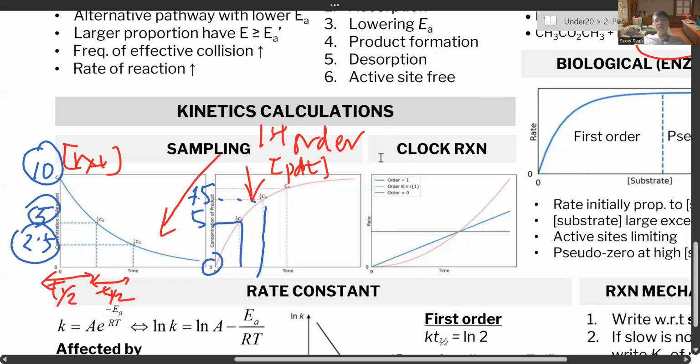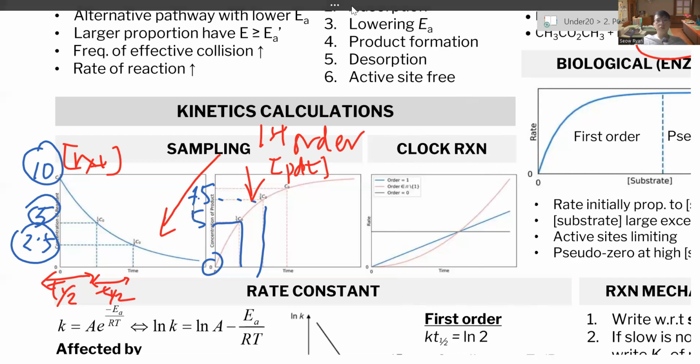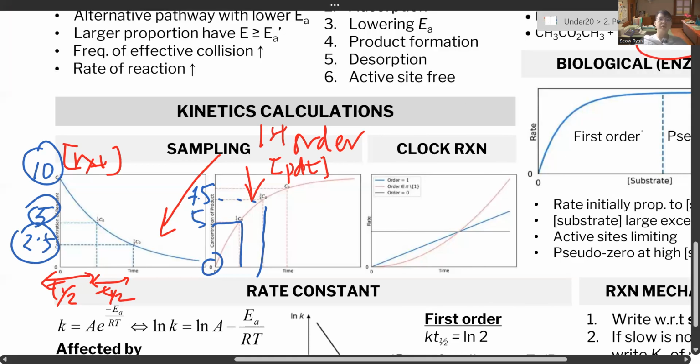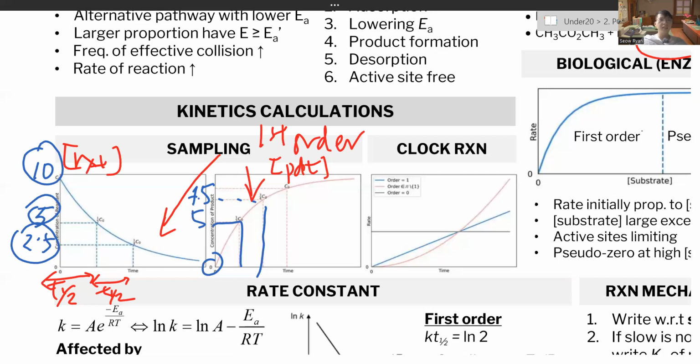Now, a clock reaction is one in which you measure the rate of the reaction over time. There are a few main graphs here which are labeled. When the order is 0, it's a straight line, because order 0 just means that it is not affected. It doesn't take part in the rate equation, so the rate is independent of that particular compound. No matter how much you increase it, the rate of reaction is just going to stay the same.